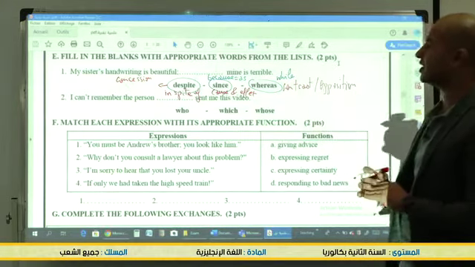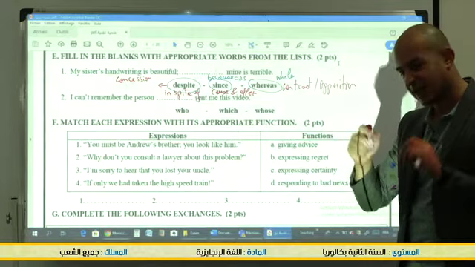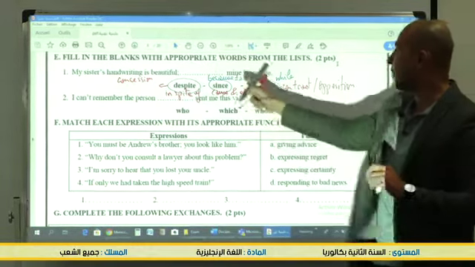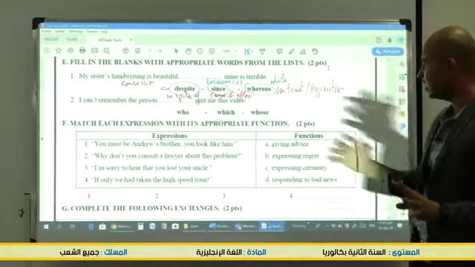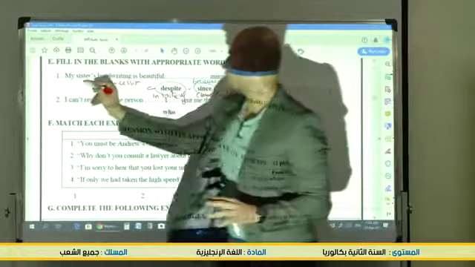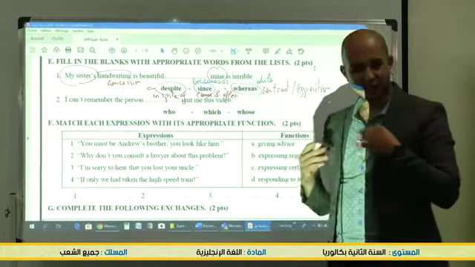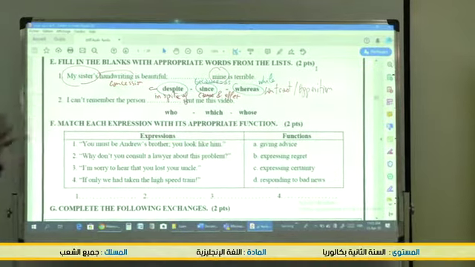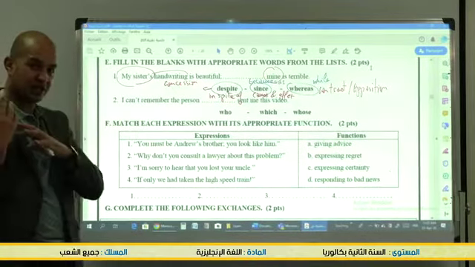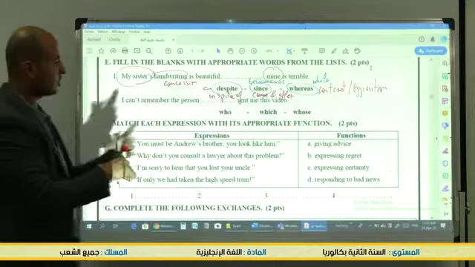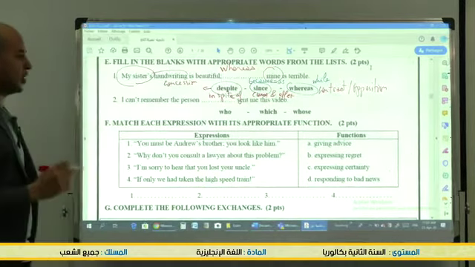What is the situation here? My sister's handwriting is beautiful. My handwriting is terrible. What are we doing here? Is it cause and effect here? We are speaking about my sister's handwriting with my handwriting. So we are comparing. There is a contrast between my sister's handwriting and my handwriting. So we are going to use whereas. Whereas mine is terrible, we're comparing.